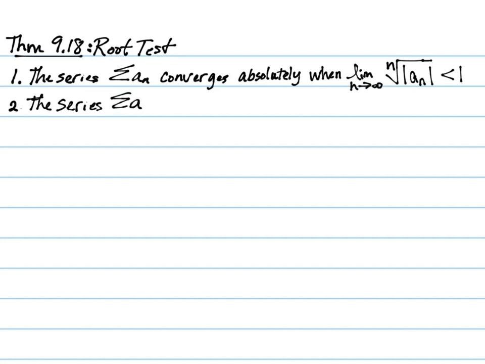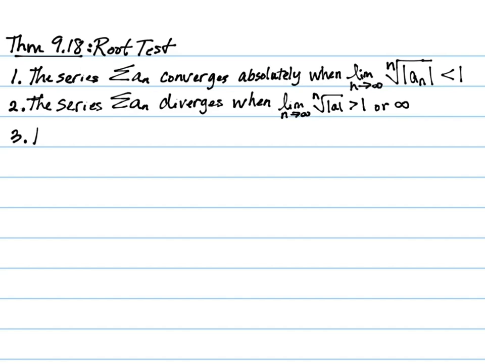The series diverges when the nth root, I'm sorry, that's missing in my notes, but the limit as n goes to infinity of the nth root of the absolute value of a sub n is greater than 1, or infinite. And what do you think is going to happen when it equals 1? It's inconclusive. You got it.